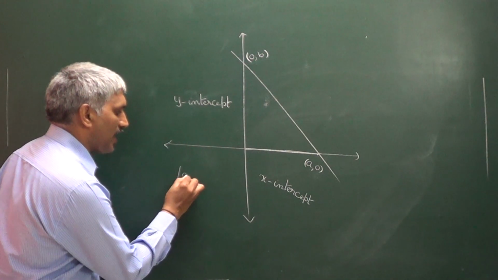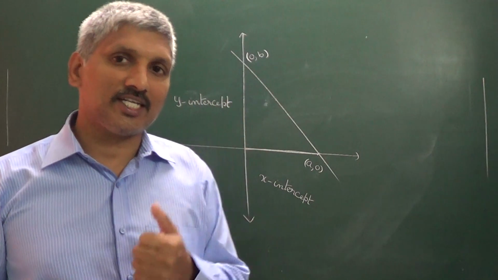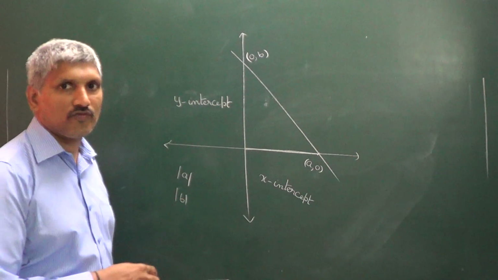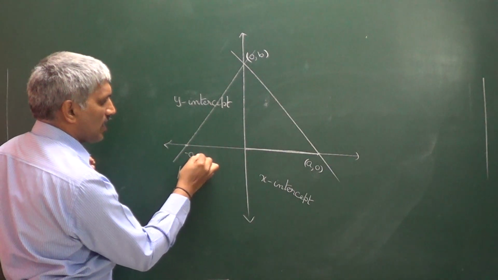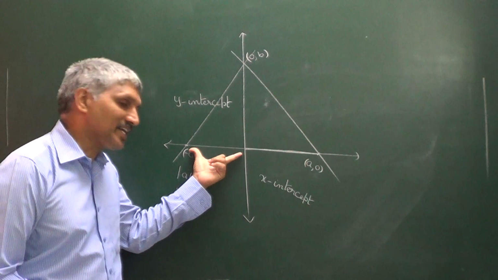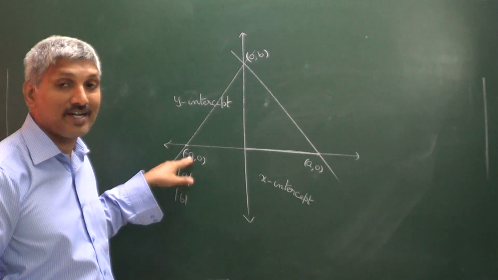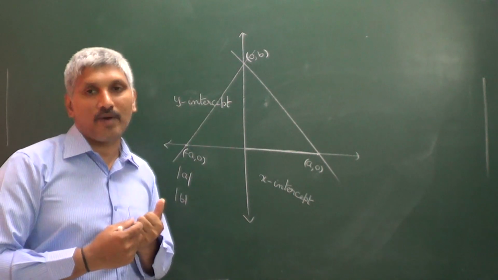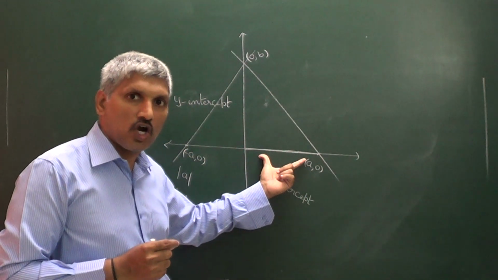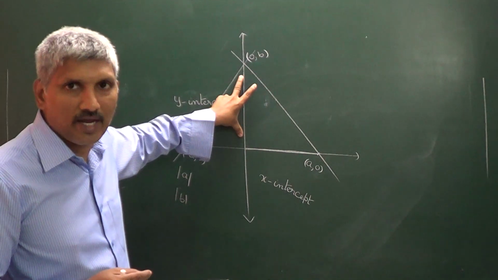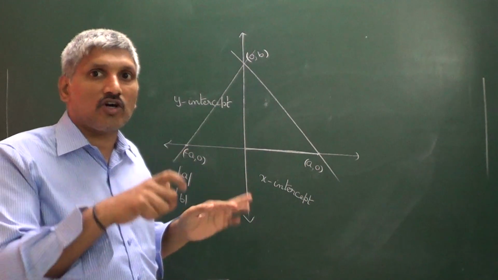Then modulus of a is called the length of the x-intercept, and modulus of b is called the length of the y-intercept. Here the line is passing through the point (minus a, 0). The x-intercept is minus a here, but the length of the x-intercept means modulus of minus a, that is nothing but a only. Modulus of a is the length of the x-intercept, modulus of b is the length of the y-intercept.